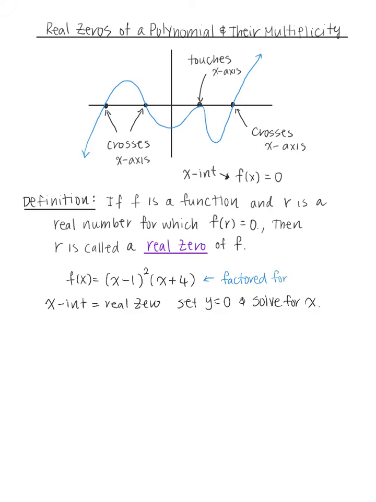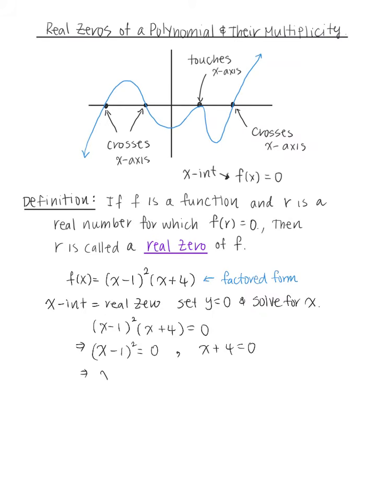All you have to do is to set y equals to 0. So basically what you're going to do is set (x minus 1) squared times (x plus 4) equals to 0, and then all you got to do is solve for x. So that implies that I'm going to apply the zero product property. So you're going to set (x minus 1) squared equals 0, or x plus 4 equals 0.